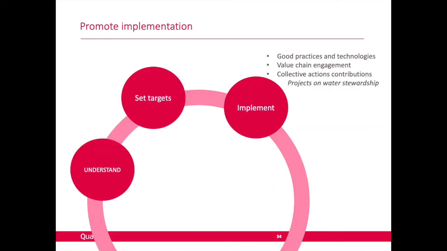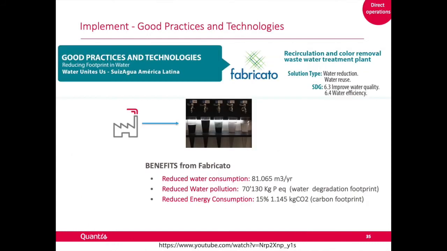So once the hotspots and challenges are understood and targets are set, now it's really time to make a change and implement actions. And this can range from implementing good practices and technology in own operations, but then also engaging along the value chain and taking collective actions on a watershed level. Looking at implementation of good practices and technologies, many different actions specific to business can be taken, including water reuse, rainwater harvesting, drip irrigation, WASH, etc.